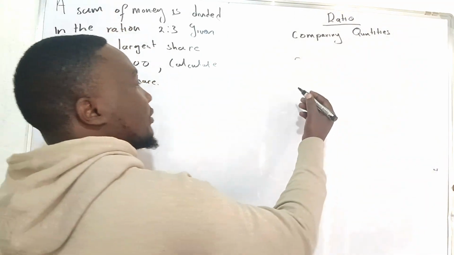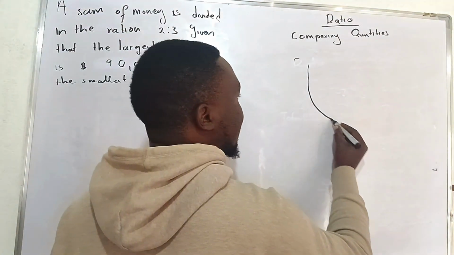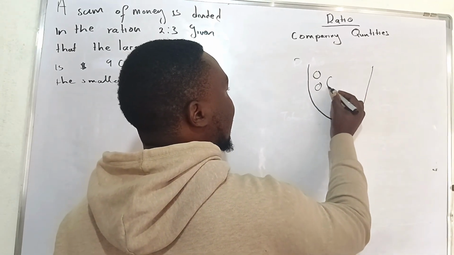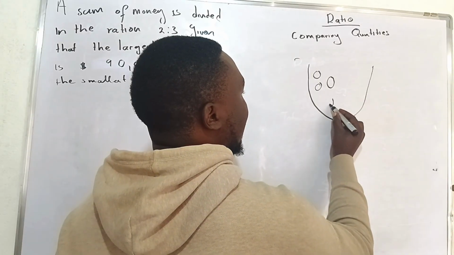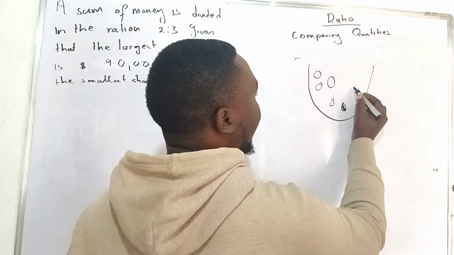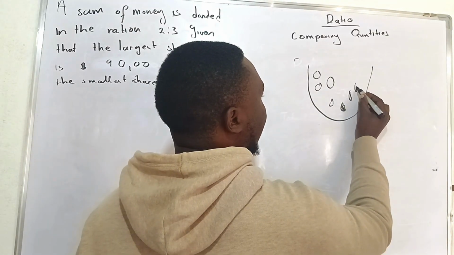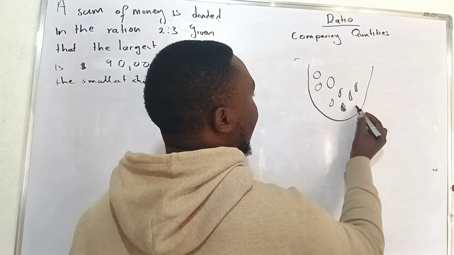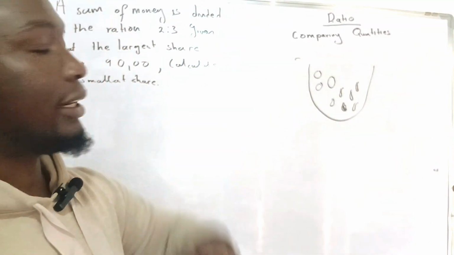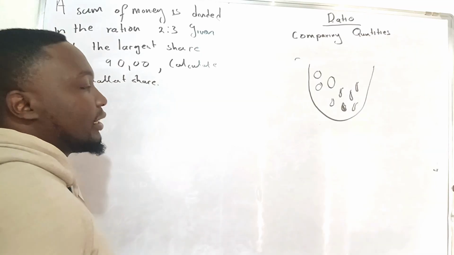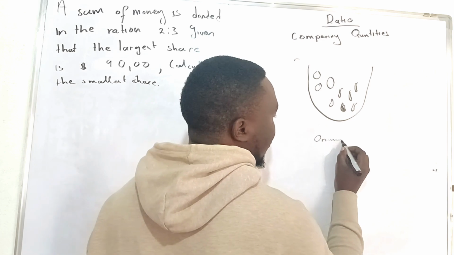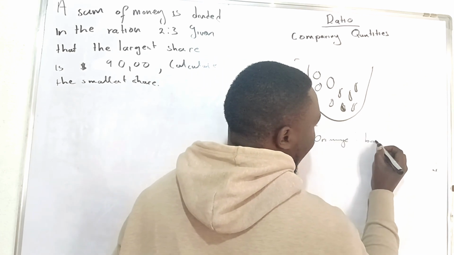For example, let's see an example. If you have a basket, imagine these are oranges. There are 3 oranges in the basket, and there are 6 bananas. Forgive my drawing, but these are bananas. So there are 3 oranges and 6 bananas in the basket. And you are asked to find the ratio of oranges to bananas.